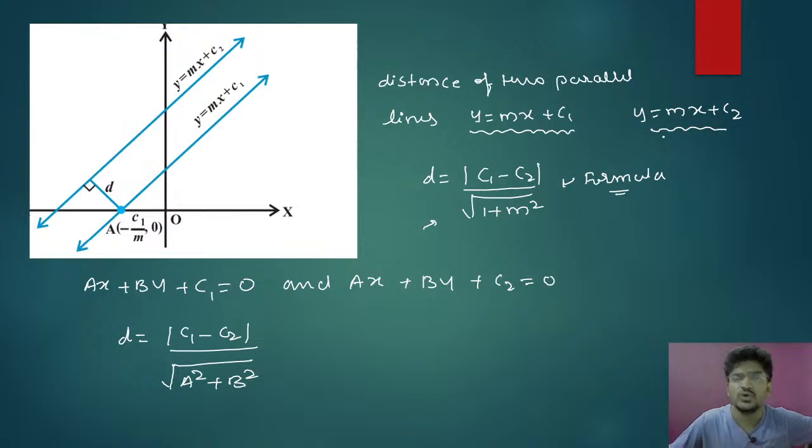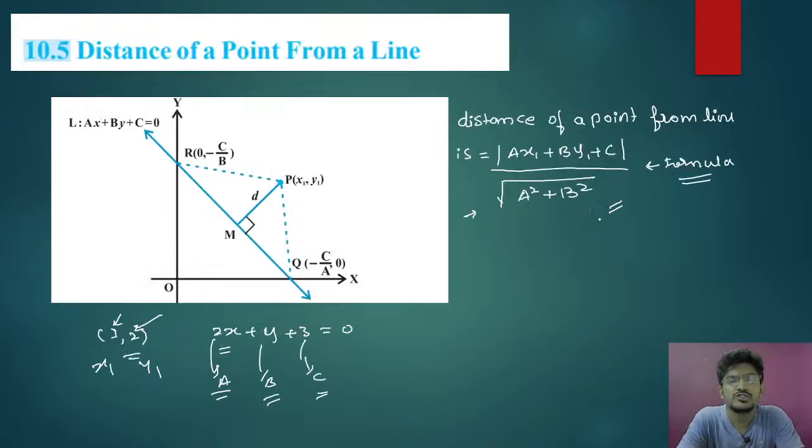So please remember, they can give in the form of y equal to mx plus c1 and y equal to mx plus c2, and also they can give you ax plus by plus c1 equal to 0 and ax plus by plus c2 equal to 0. From the first two equations you have to use the first formula, and from the other two equations you can use the second formula. Clear? So that's why please be careful. According to what is given in your particular question, you have to use the particular formula.